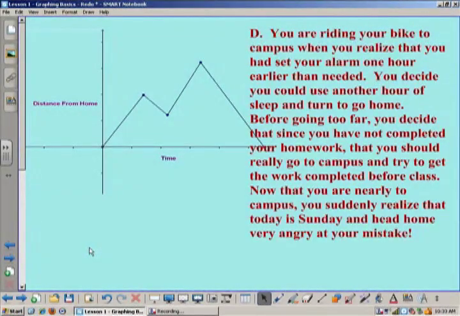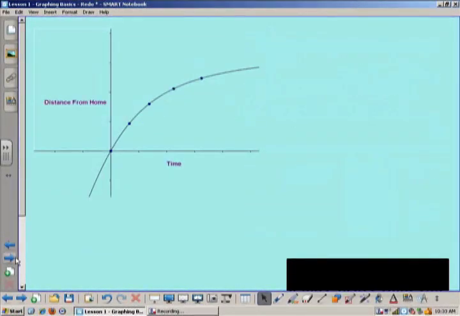All right? Last graph. Now, by elimination, there's only one story left, but let's see how it might go along with it. What's kind of interesting is this is the first time that we see a curve happening here. And it's kind of interesting. You notice that your distance from home is always increasing.